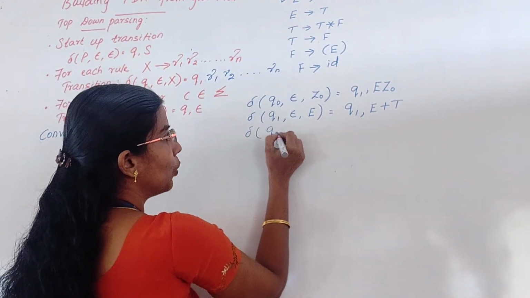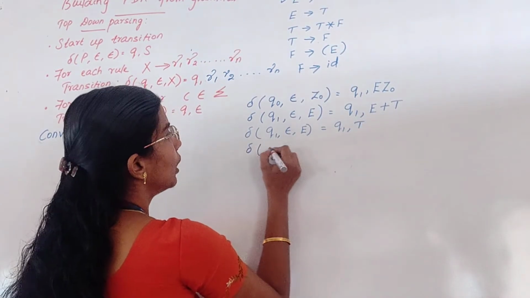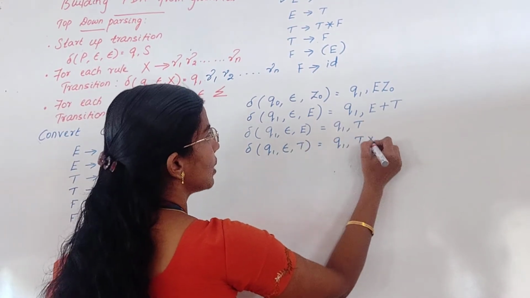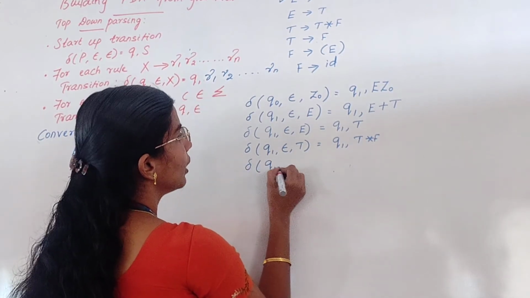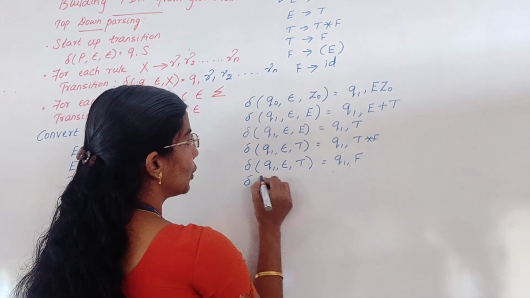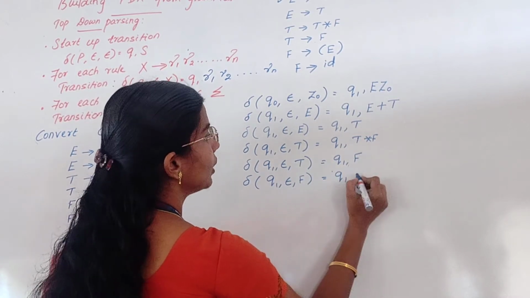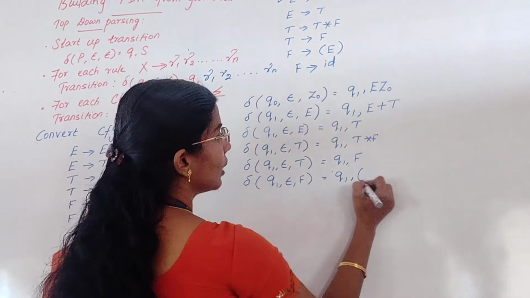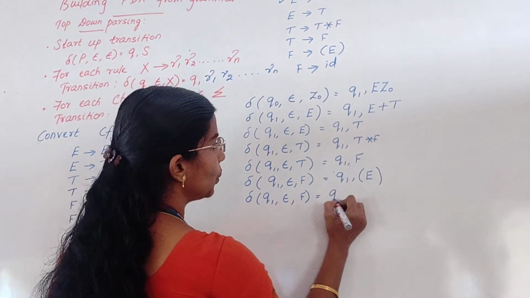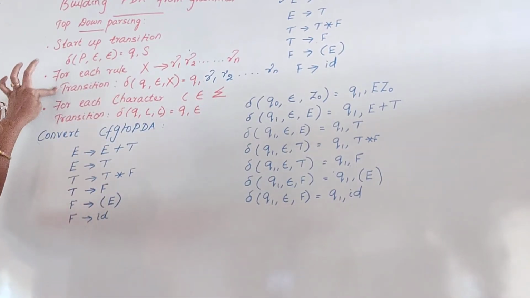So I completed Q1, epsilon, E, which is equal to Q1, comma, E plus T; for the next rule it is T. Next it is Q1, epsilon, T, which is equal to Q1, comma, T star F. Next it is Q1, epsilon, T, which is equal to Q1, comma, F. Q1, epsilon, F, which is equal to Q1, comma, E in parentheses, and at last it is Q1, comma, epsilon, comma, F, which is equal to Q1, ID.